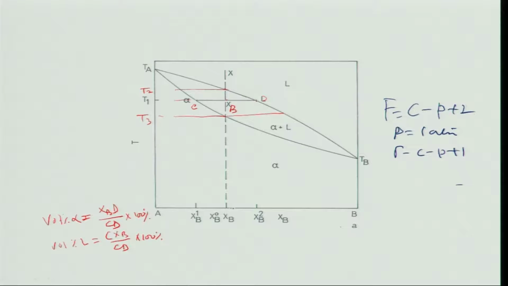You can have any other temperature, suppose I have a temperature T4 where I know the cutting points, suppose they are E and F, and X is my fulcrum. So you can see here that the volume fraction of solid alpha will be XF divided by EF.